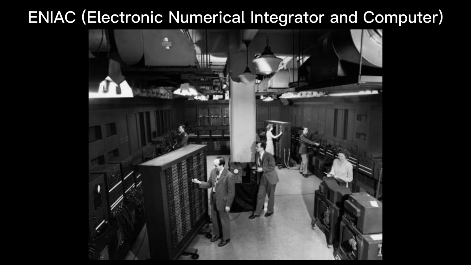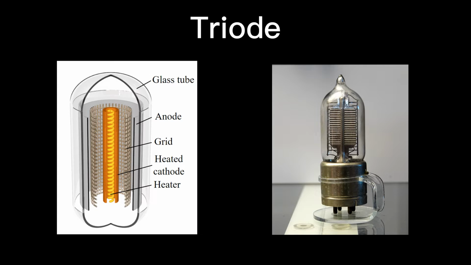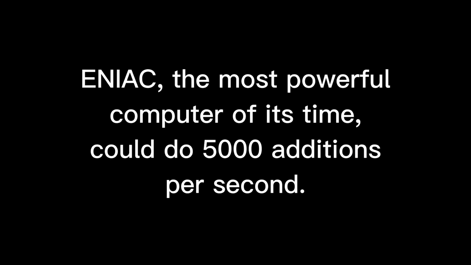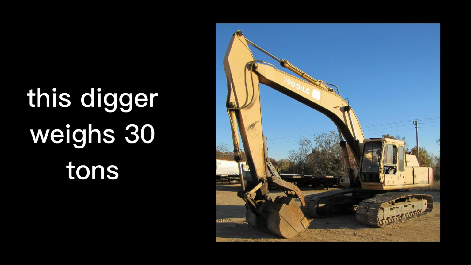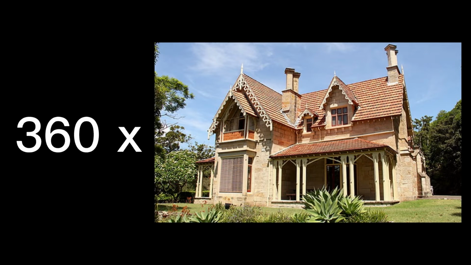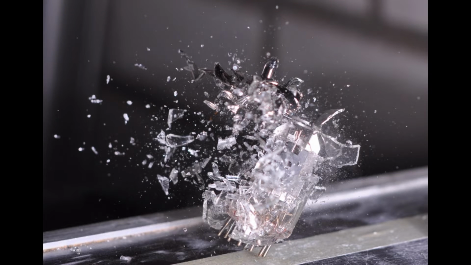This is the ENIAC, an early electronic computer. It used devices called triodes to control the flow of current. ENIAC was the most powerful computer of its time, being able to do 5,000 additions per second. However, this performance came at a cost. Triodes were bulky, ran hot, and consumed huge amounts of power. And ENIAC had 18,000 of them. The computer took up 1,800 square feet of floor space, weighed 30 tons, and consumed as much power as 360 homes. On top of this, triodes were extremely unreliable.